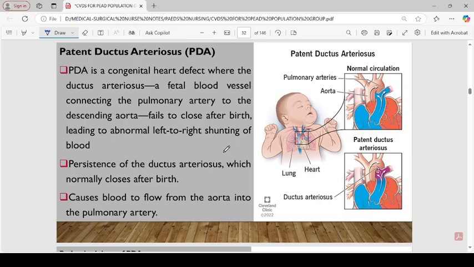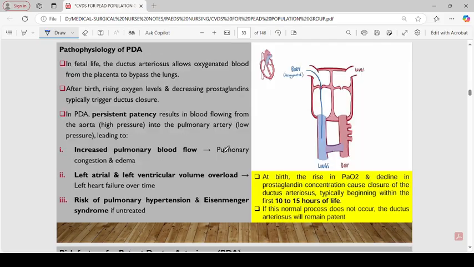So persistence of the ductus arteriosus, which normally closes after birth, is what is going to result in this PDA. PDA causes blood to flow from the aorta into the pulmonary artery. Remember, in fetal life, the ductus arteriosus allows oxygenated blood from the placenta to bypass the lungs. After birth, rising oxygen levels and decreasing prostaglandins typically trigger the closure of the ductus arteriosus. However, in patent ductus arteriosus, persistent patency will result in blood flowing from the aorta, which has high pressure, into the pulmonary artery that has low pressure compared to the aorta.